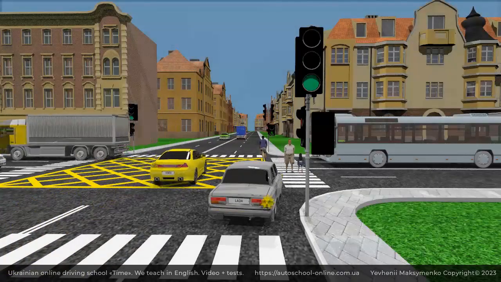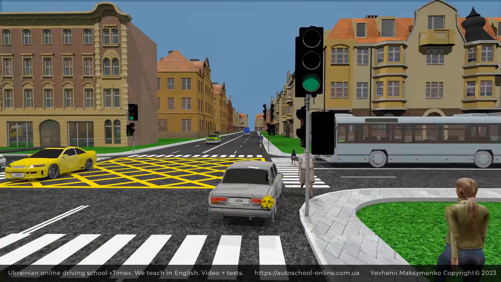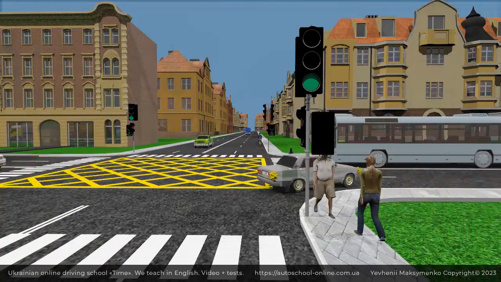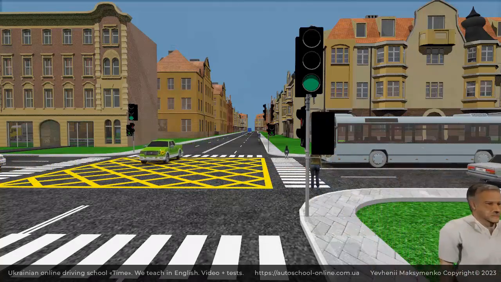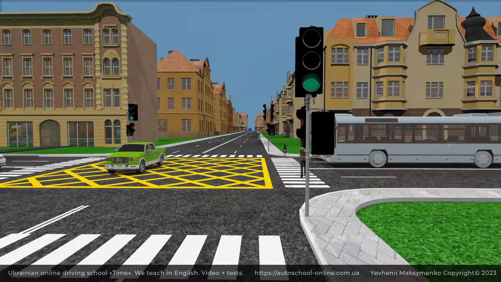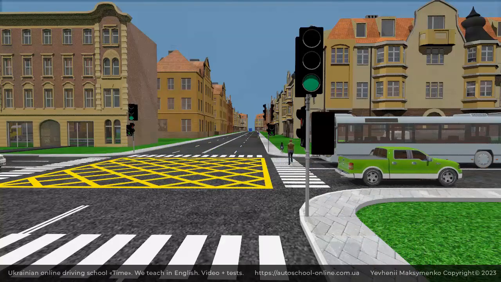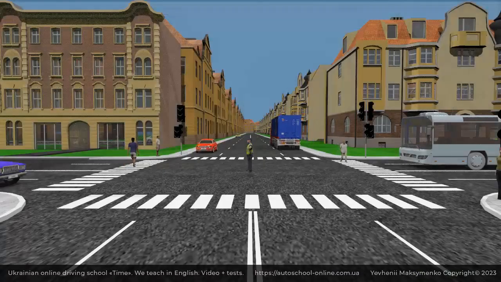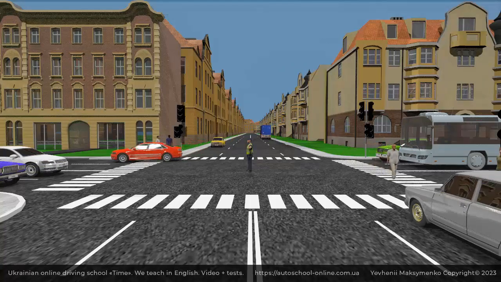The same rule applies to a controlled intersection when the driver moves at a traffic signal. In this case, we also give way to pedestrians when turning right or left. When moving at a traffic light signal, the driver of a red car must give way to pedestrians. The driver of the gray vehicle must do the same.